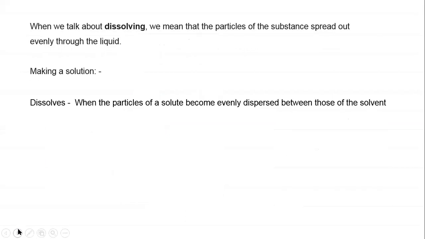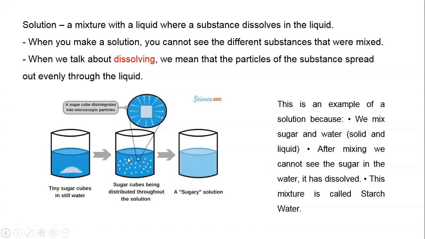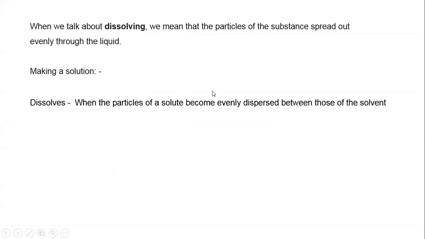The most important thing that you need to know is when we talk about dissolving, we mean that the particles of the substance are spread out evenly through the liquid. If you look at the picture here, these sugar particles are spread out evenly. Can you see the picture here? It is spread out evenly, so that means that the sugar is dissolving in the whole of this water. So it becomes a sugar solution.